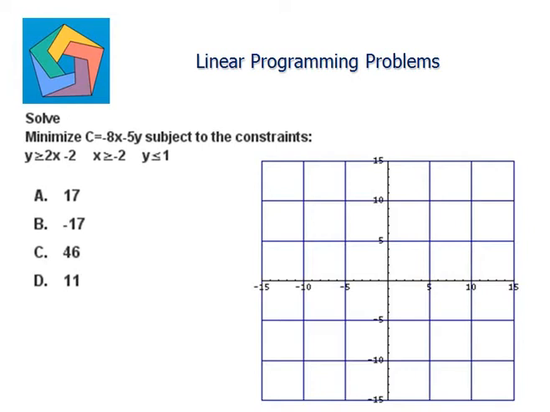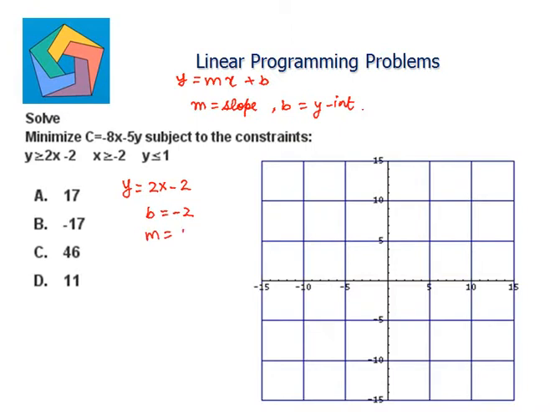Now for these types of problems, when we want to minimize C, we will graph these constraints first of all. Let me take them as equalities. I can say y equals 2x minus 2. Comparing this with the slope-intercept form, y equals mx plus b, where m is the slope and b is the y-intercept, we get b as negative 2 and m, the slope, as 2. We can write 2 as 2 over 1, or as negative 2 over negative 1.